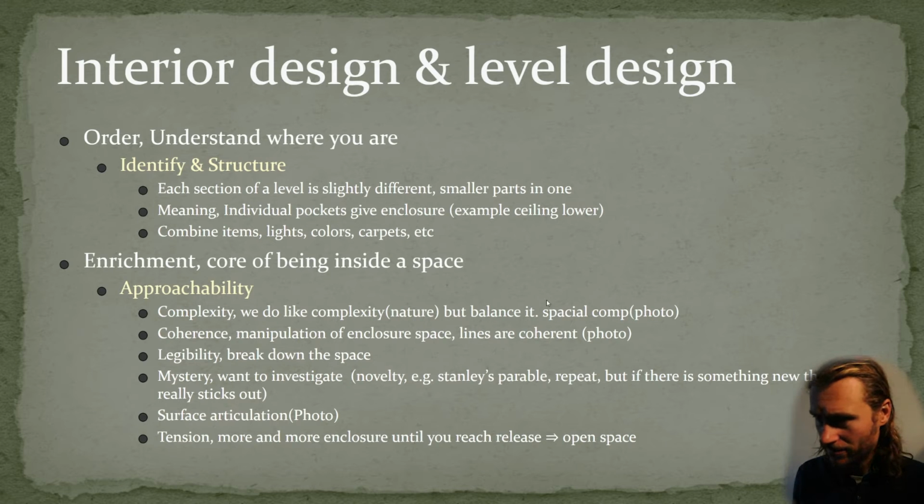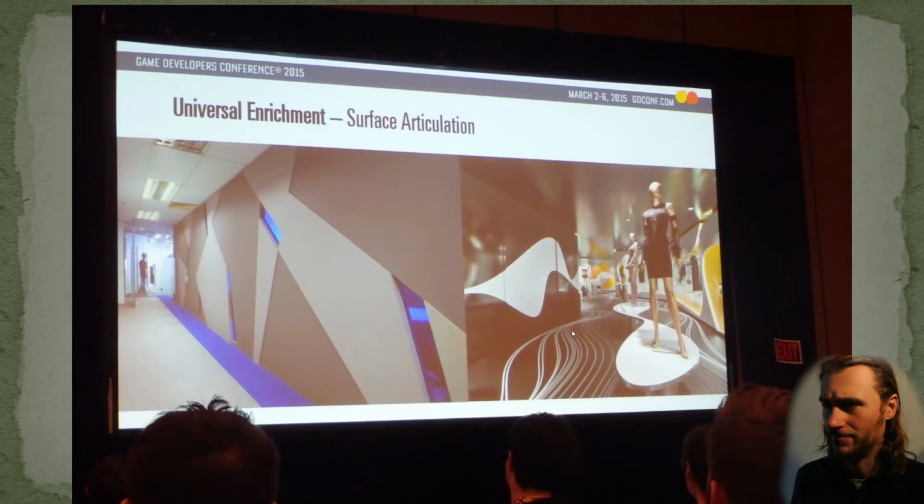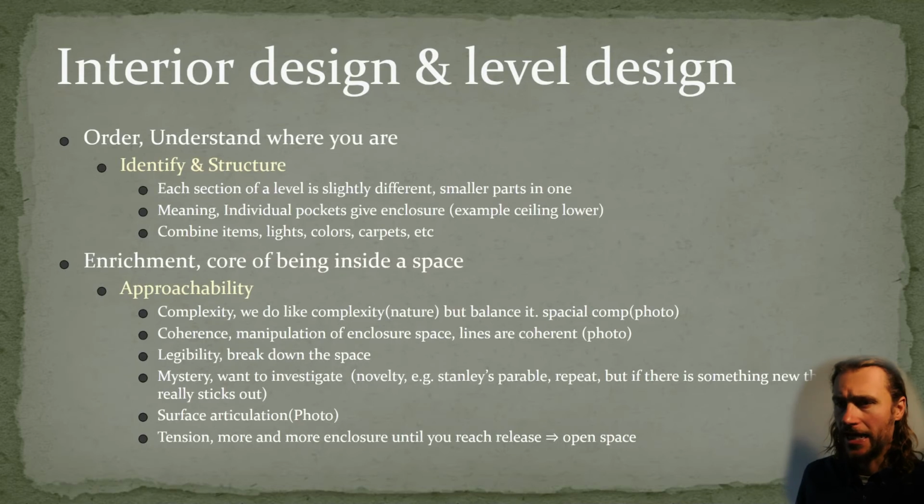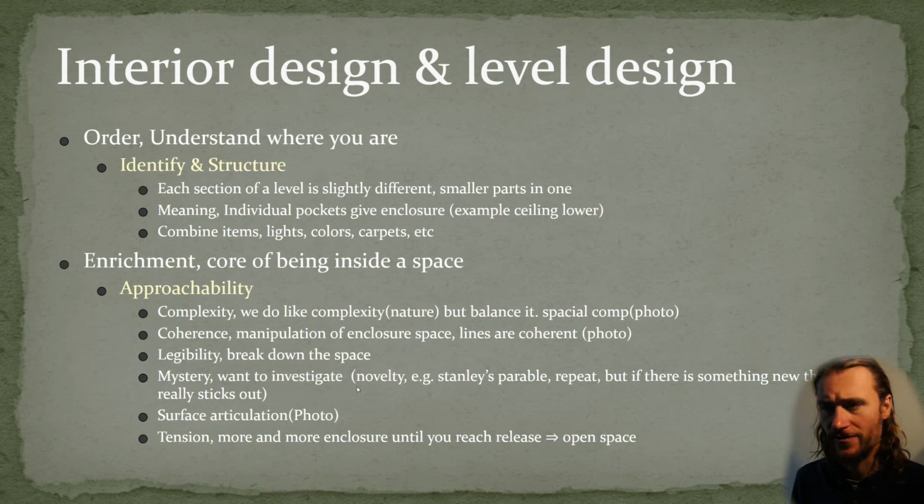So here you could see the complexity, and here also coherence and manipulation of enclosed space. Lines are coherent. So let's look at that photo. That's this. Lines are coherent. And also this is enrichment: there's complexity, but it's repeated. So this gives enrichment and at the same time a comprehension of the space.